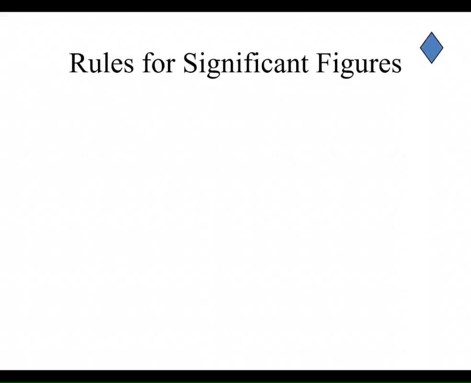We need to be able to literally count significant figures in a measured quantity that has uncertainty associated with it. You'll kind of see why that is. This idea of counting significant figures is going to be with us throughout the semester. So how do we do that?